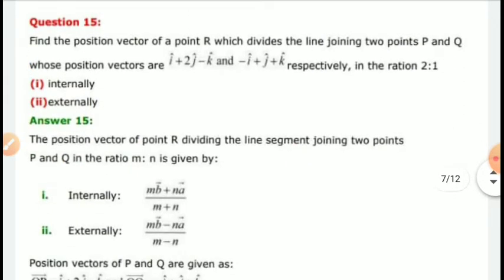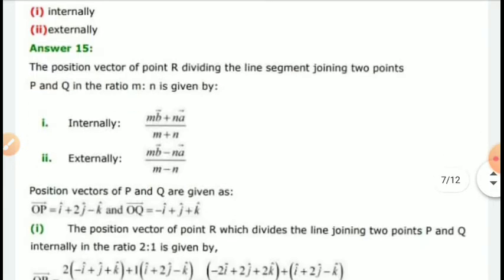And the 15th question is: find the position vector of a point R which divides the line joining the 2 points P and Q, whose position vectors are i plus 2j minus k and minus i plus j plus k respectively, in the ratio of 2:1. So the 2:1 ratio means internally dividing or externally dividing. The formulas are given to you.